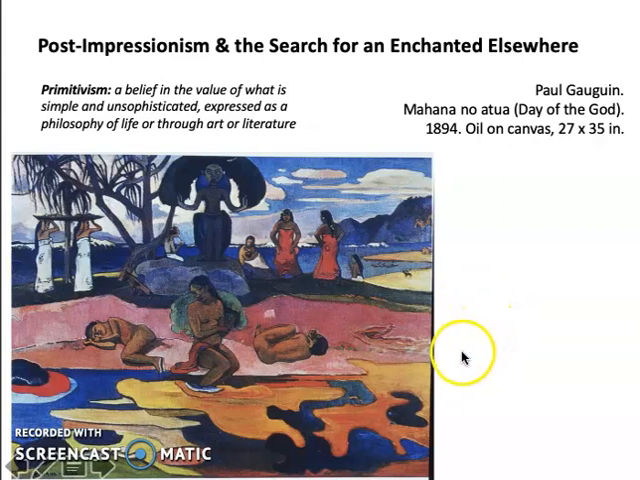And in reality, he was actually exploiting Tahitians. He was sexually exploiting 14-year-old Tahitian girls. But his legacy is an idea that art will be a source of spiritual replenishment.